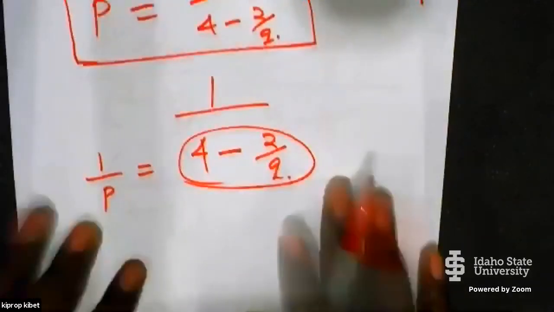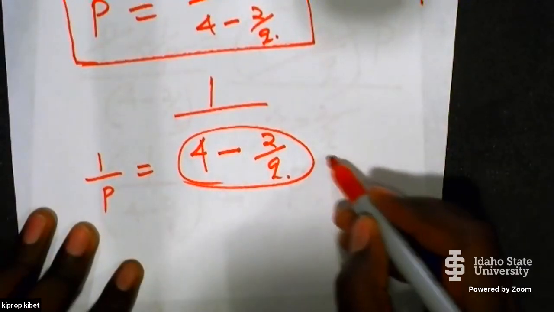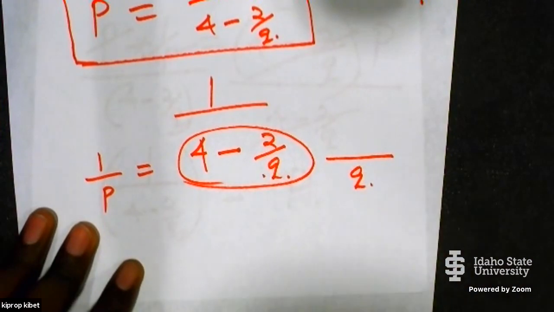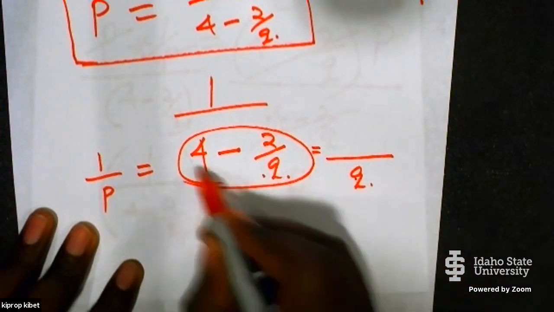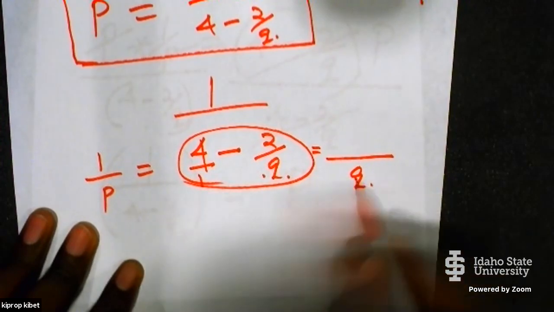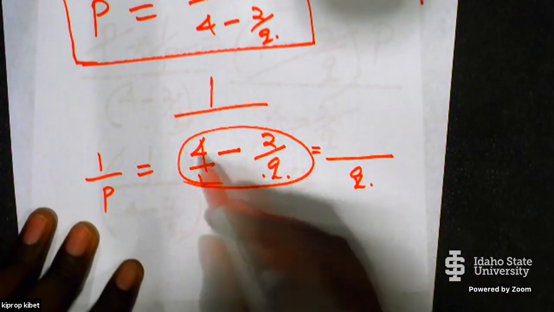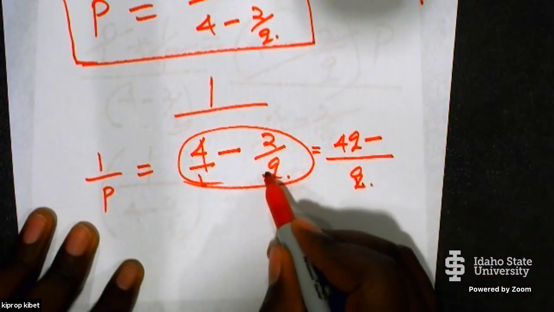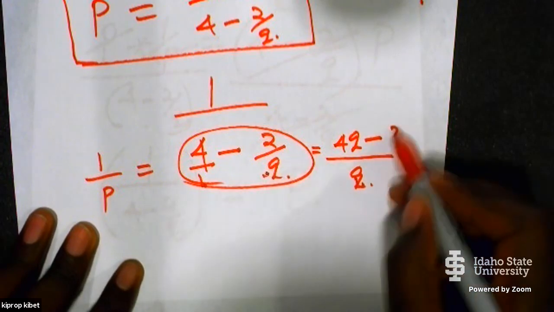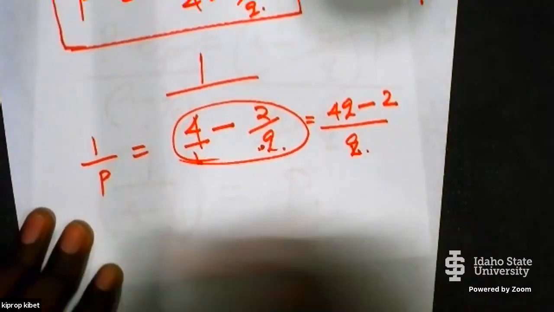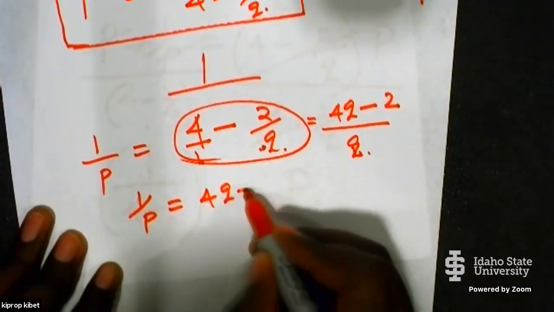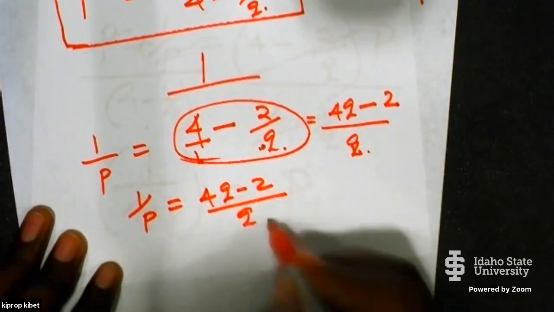We can write this in this form. The LCM of this is q, right? And there is 1 there. So this divided by this is q. So you get 4q minus, and this is 1, and then 2 there. So what do you get? 1 all over p equals 4q minus 2 all over q.